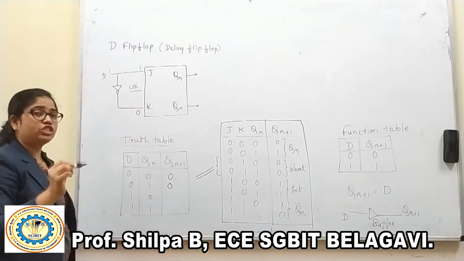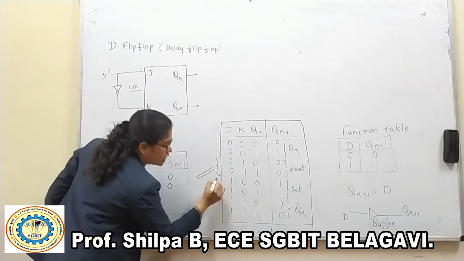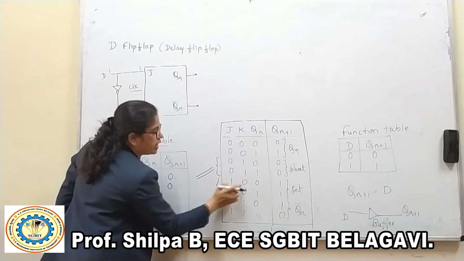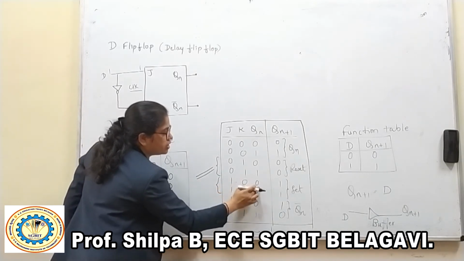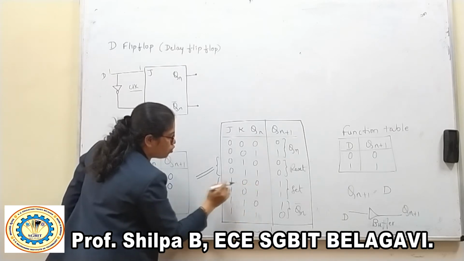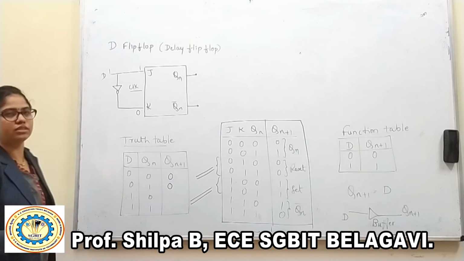So whenever J is equal to 1, K is equal to 0. So what are those conditions in a JK flip-flop? These are the two conditions. When J is 1, K is 0, and the other way, J is 0, K is 1. These two combinations I am going to collect for the next analysis of the D.